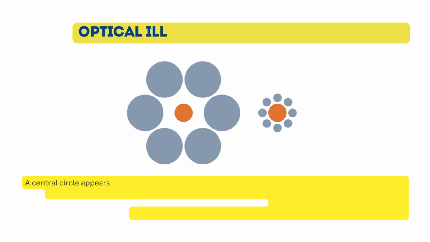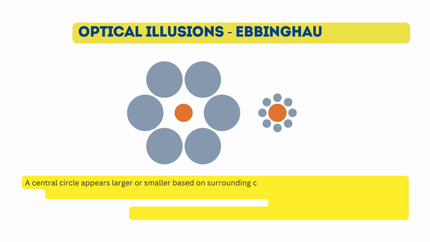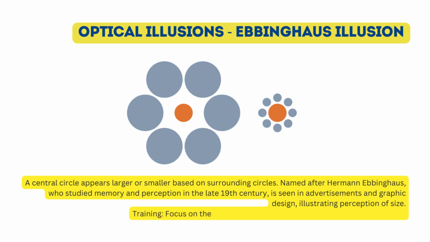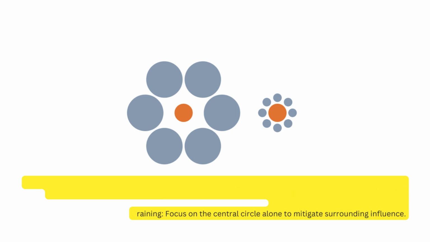Ebbinghaus illusion. A central circle appears larger or smaller based on surrounding circles. Named after Hermann Ebbinghaus, who studied memory and perception in the late 19th century, it is seen in advertisements and graphic design, illustrating perception of size. Training: focus on the central circle alone to mitigate surrounding influence.